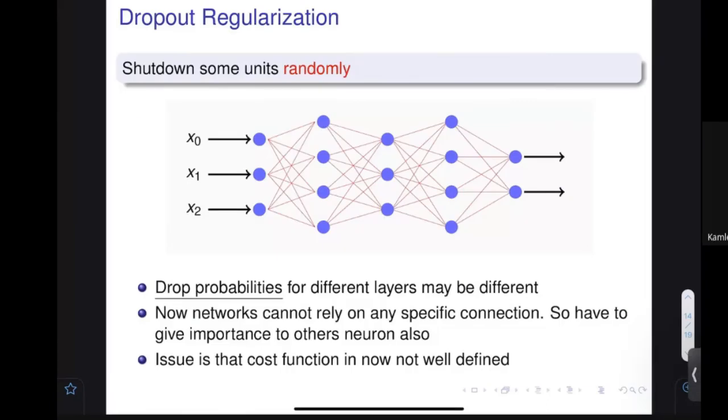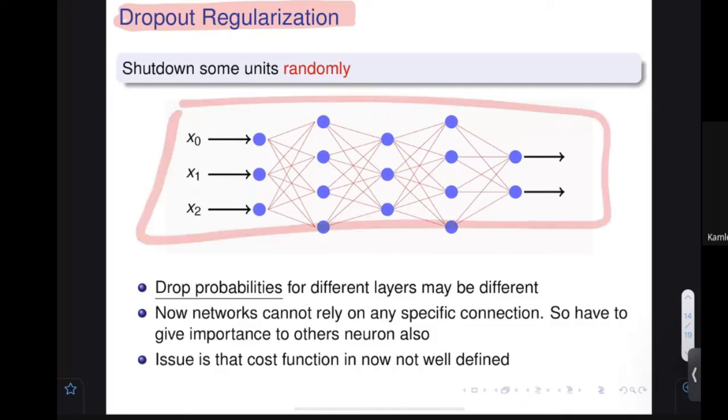We have seen one method. Another method of regularization is very out of the box, a destructive kind of method. Let's assume that this is what your network is. How many layers are there? Input layer, then first layer, second layer, third layer, and fourth layer, so I have a four-layer network. This method is called dropout, and what it does is shut down some of the units randomly. So maybe randomly I shut down this one.